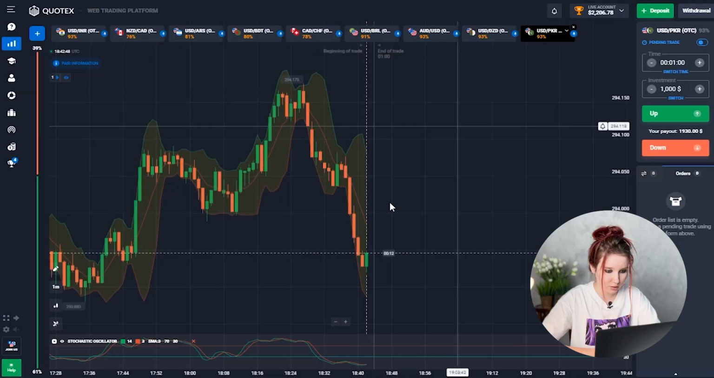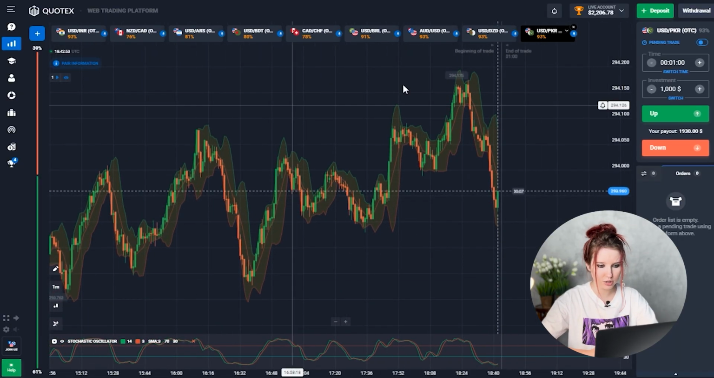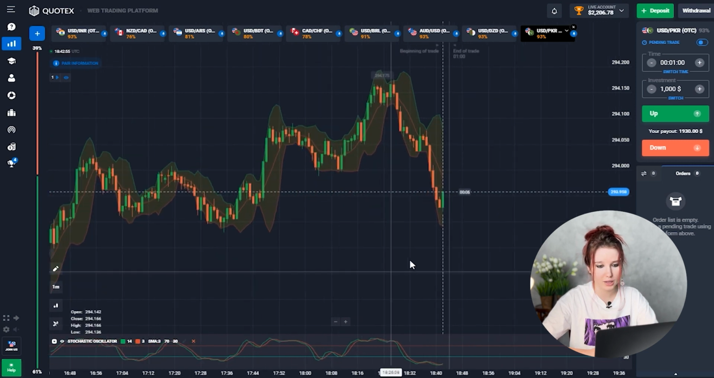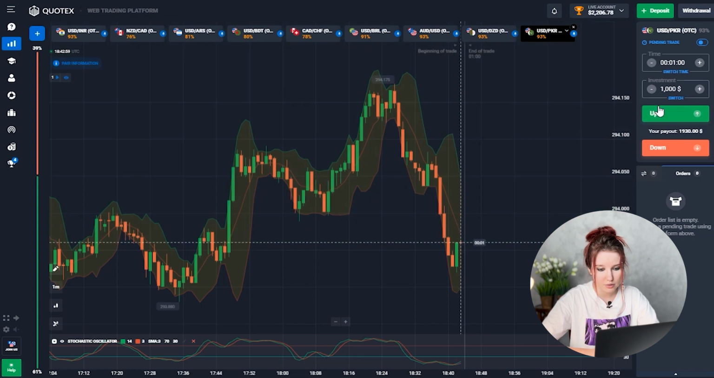And I want to switch to this currency pair. Let's see what's going on here. Yeah, it's a pretty interesting situation. Here the price is moving in an ascending channel, and look, the price is now at the resistance level. That's why I want to invest 2,000 bucks here. Trade up, let's go.